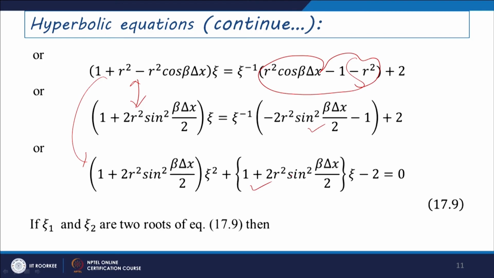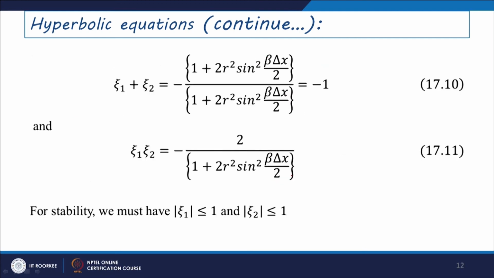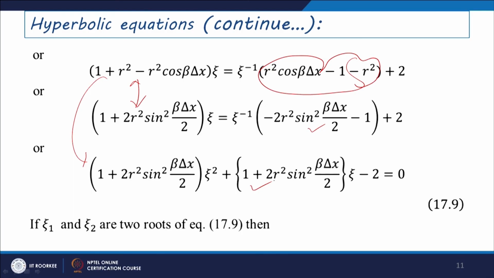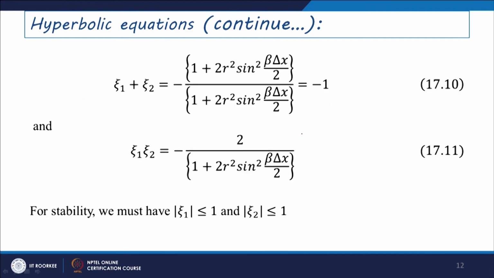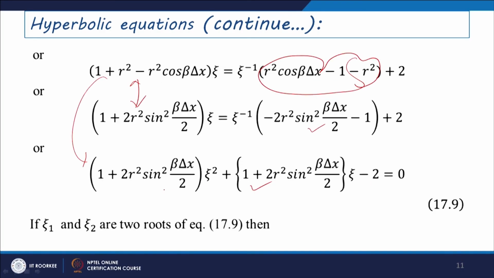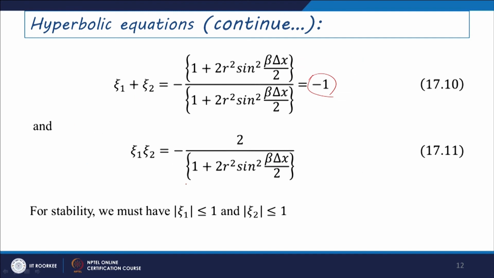Suppose two roots are there, zeta 1 and zeta 2. Then we can write the sum of roots as minus b by a, so it can be written as minus of 1 plus 2 r square sin square beta delta x by 2 divided by 1 plus 2 r square sin square beta delta x by 2. This is nothing but minus 1 here. And the product zeta 1 zeta 2 is c by a, so c is minus 2 divided by 1 plus 2 r square sin square beta delta x by 2, which is a here.